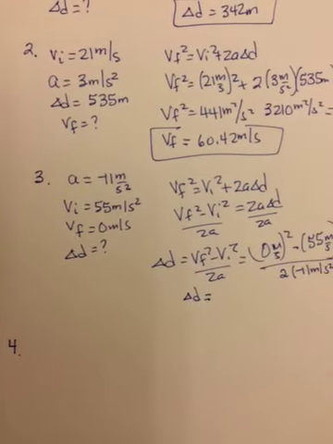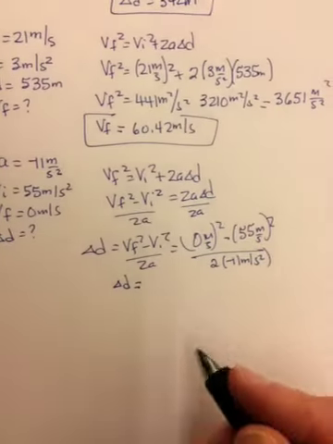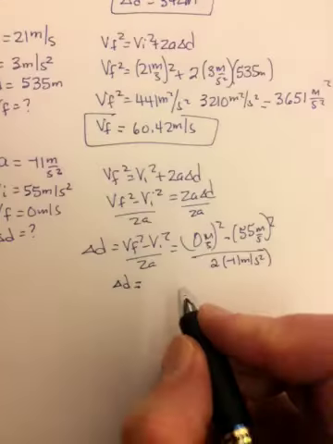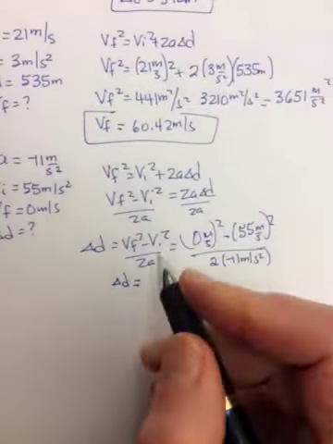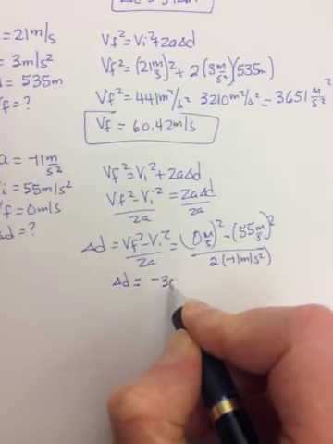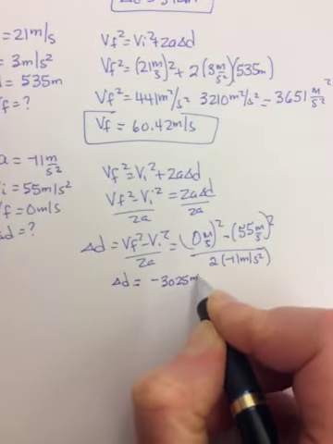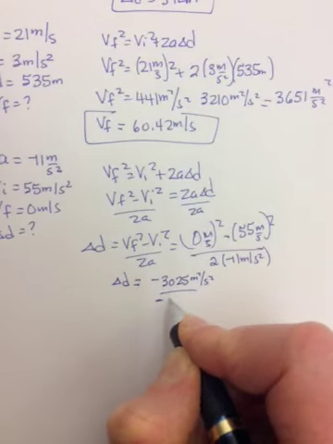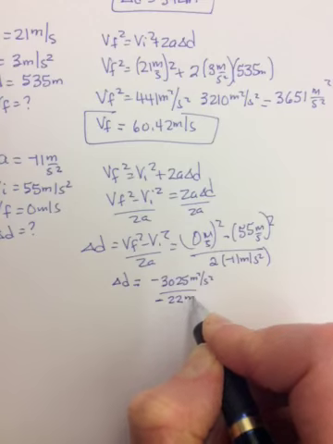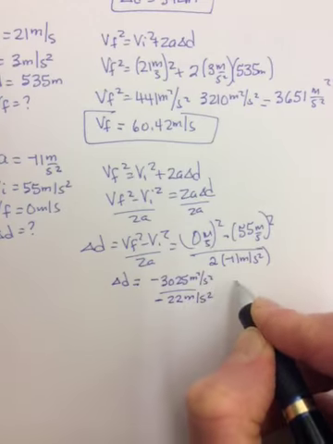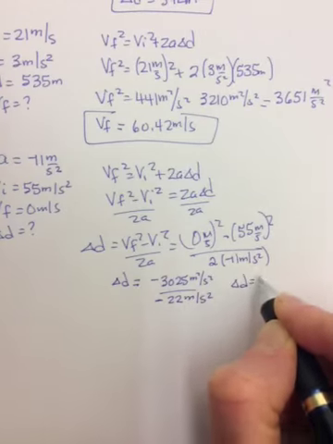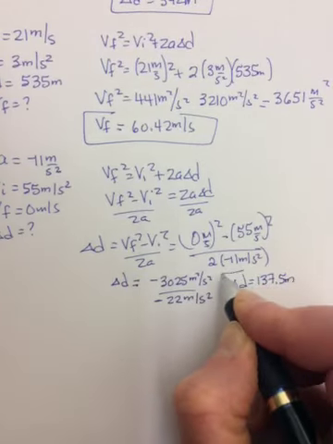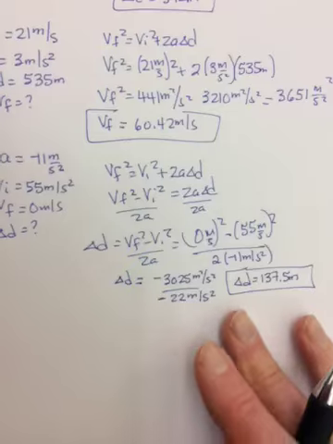Okay, so we were on the end of question number 3, which on the top we're going to end up with negative 3,025 meters squared per second squared, and that's going to be divided by negative 22 meters per second squared. And when you do this, you should get 137.5 meters. Okay, for number 3.